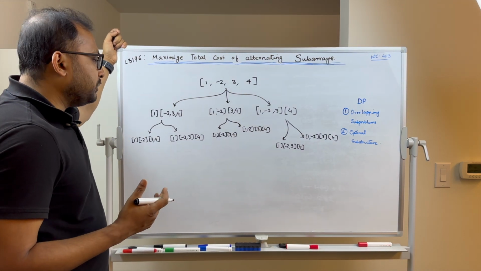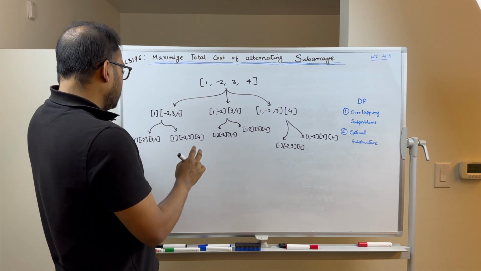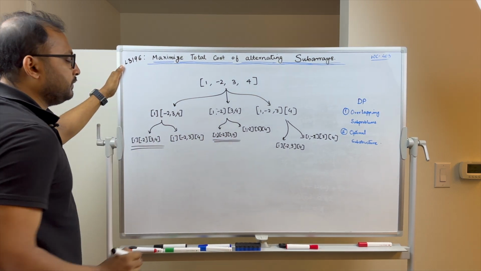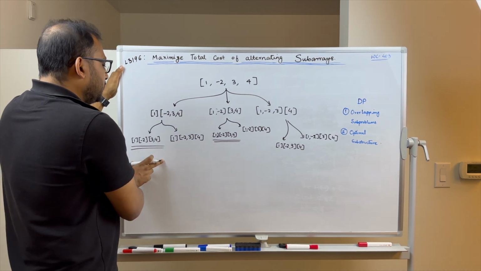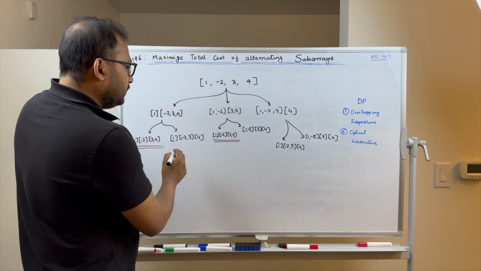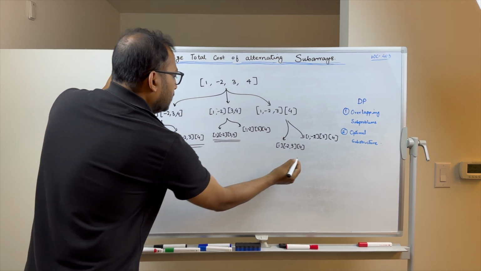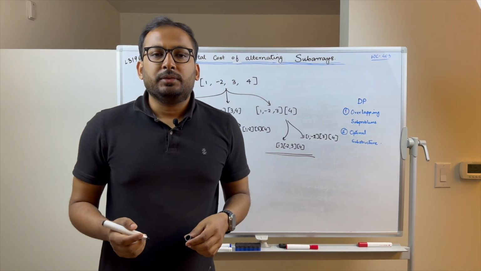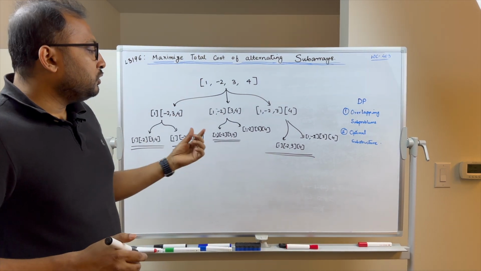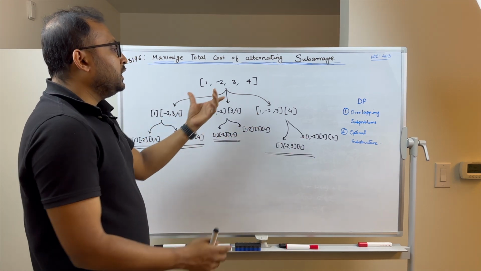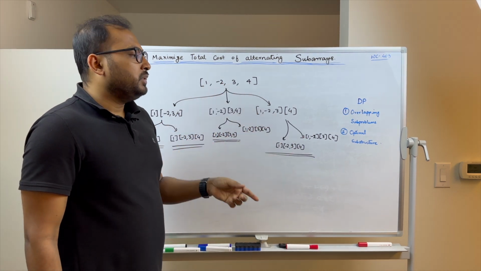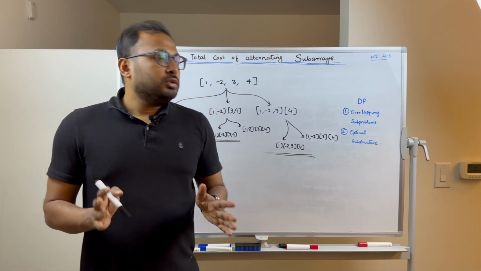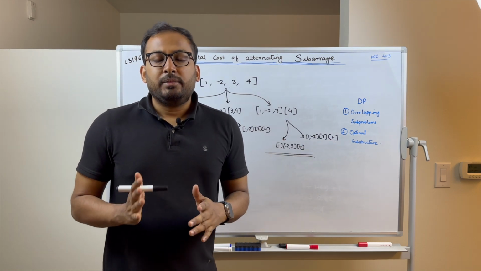Let's see if there are overlapping subproblems. Definitely this particular thing and this particular thing are the same. So these two subproblems overlap. Similarly, even this one and this one overlap, which means we have overlapping subproblems. And if we know the answer to smaller subproblems, we can just combine them to get the solution of the bigger problem. So we have both overlapping subproblems and optimal substructure. Now that we know these two properties exist, we can definitely apply dynamic programming.